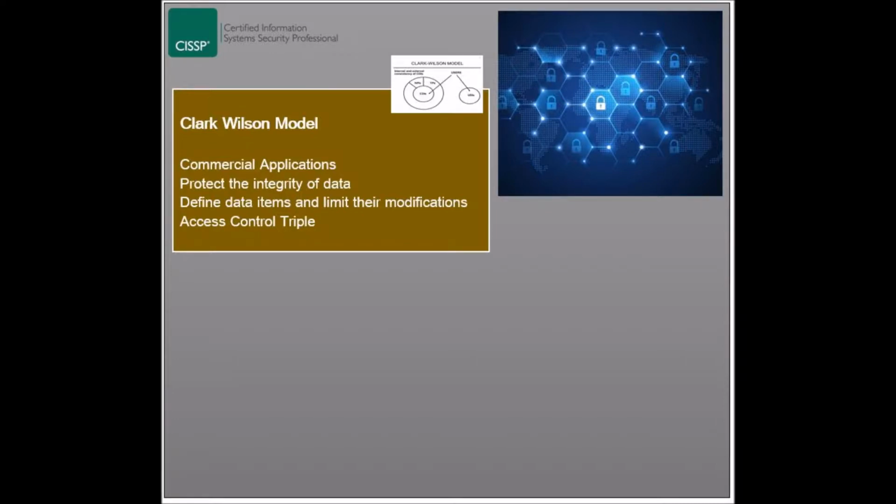The model applies a three-part relationship between subjects, objects, and transactions, known as the access control triple. The subjects are not allowed to access the objects directly, but rather the objects are accessed through the programs that perform the transactions. So to protect integrity, the Clark-Wilson model establishes well-formed transactions and applies a segregation of duties principle. Each program has a limited set of transactions that it can perform on an object, which limits the subject's capabilities consequently. The subject has access to a specific set of objects, and can perform a specific set of transactions on them.